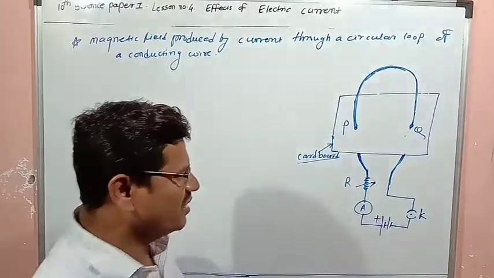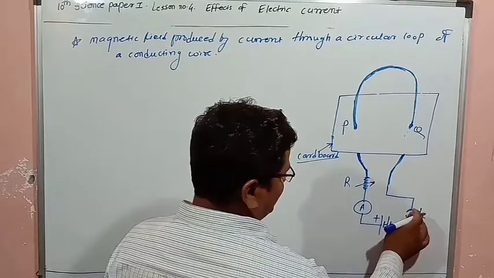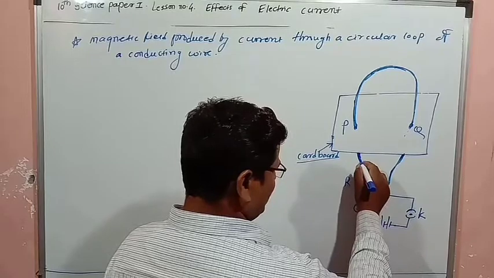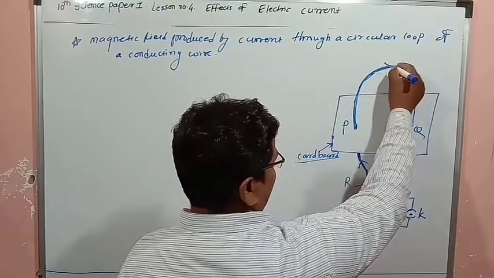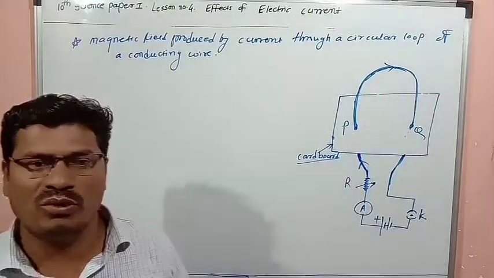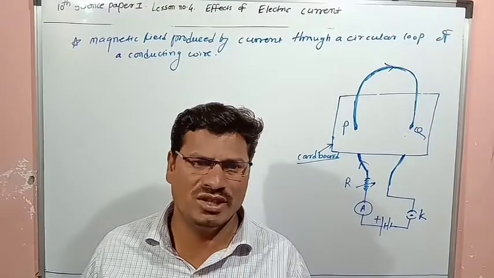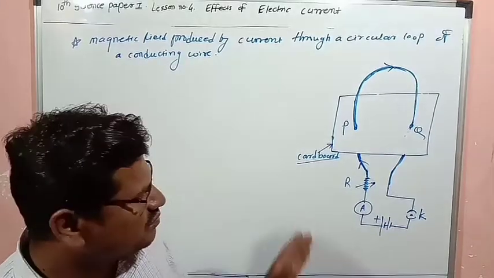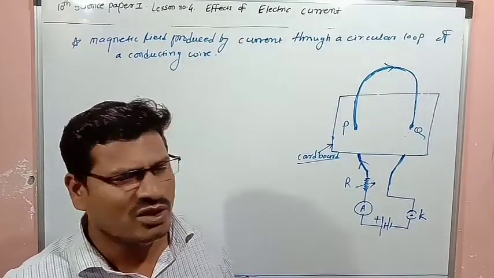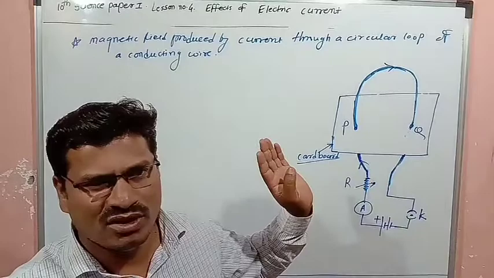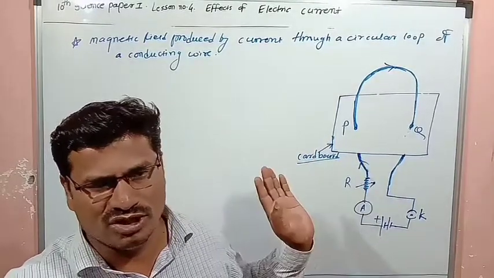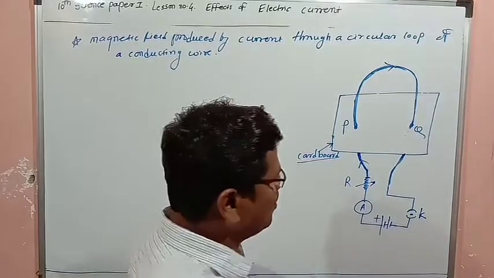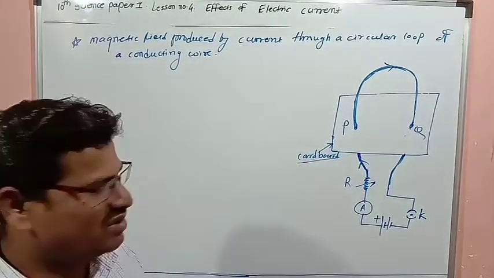When you switch on, current will start to flow from the positive terminal to the negative terminal. It is the conventional direction of the current. Here you have to use the right hand thumb rule, and according to that we will see what the nature of the field will be.